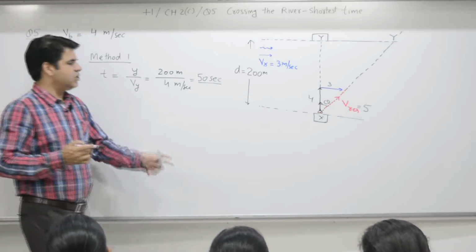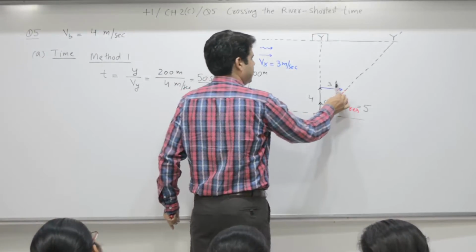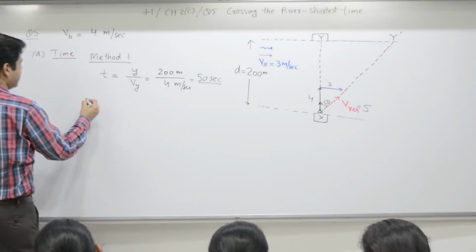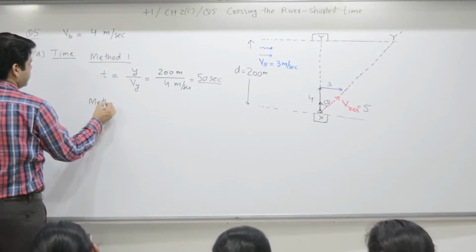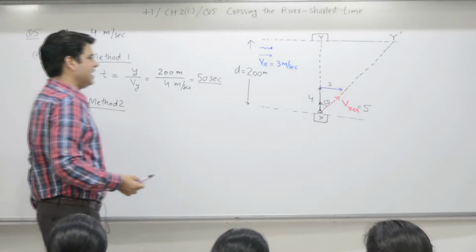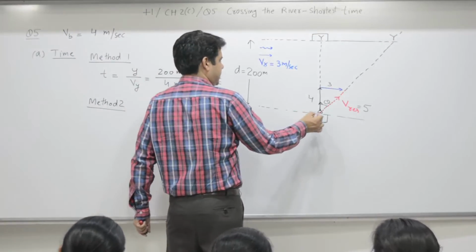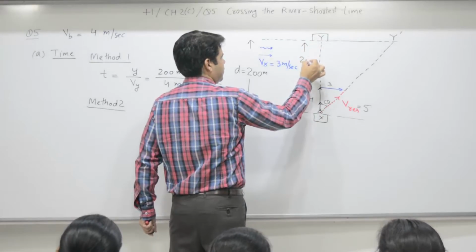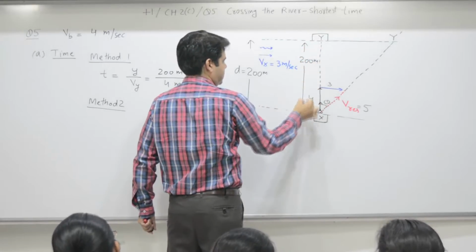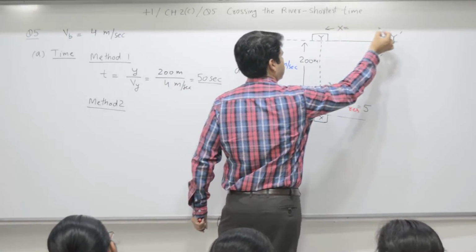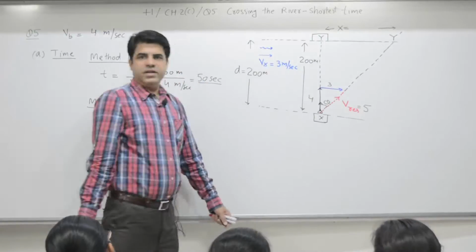But at this stage it is difficult to digest why actually the boat is moving along this, and why you are taking this into account. So not an issue. Method 2, relatively easy to digest. See, this distance is how much? 200 meters. What about this distance, capital X?